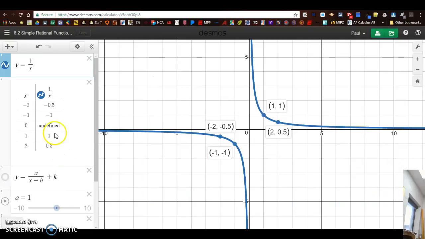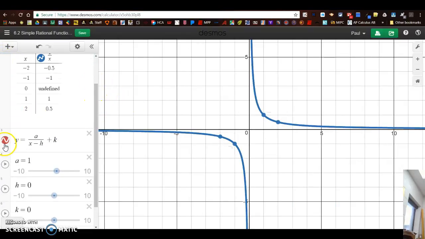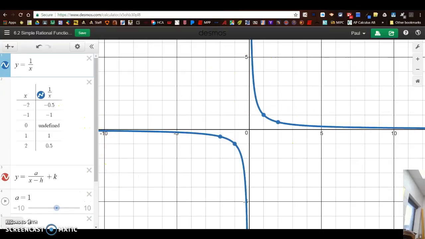So I want to show you that by showing you my slider that I've got down here. So I'm going to turn on this function. Right now I have a set to be 1 and h and k are both 0. So essentially I'm graphing 1 over x, which is the same as the blue. That's why nothing shows up. Now I'll get rid of the blue just so you can see it. Yay, same graph. See?